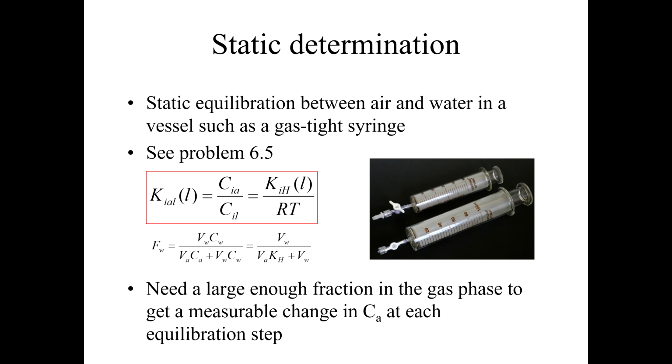And then when you're done with that, you shake it for a while to make sure that things come to equilibrium. Once they've come to equilibrium and you're confident of that, you measure the concentration of the chemical in the gas phase. Then you expel the gas phase from the syringe, suck in a new clean 50 milliliters of air, close the stopcock, and then you shake and shake some more.